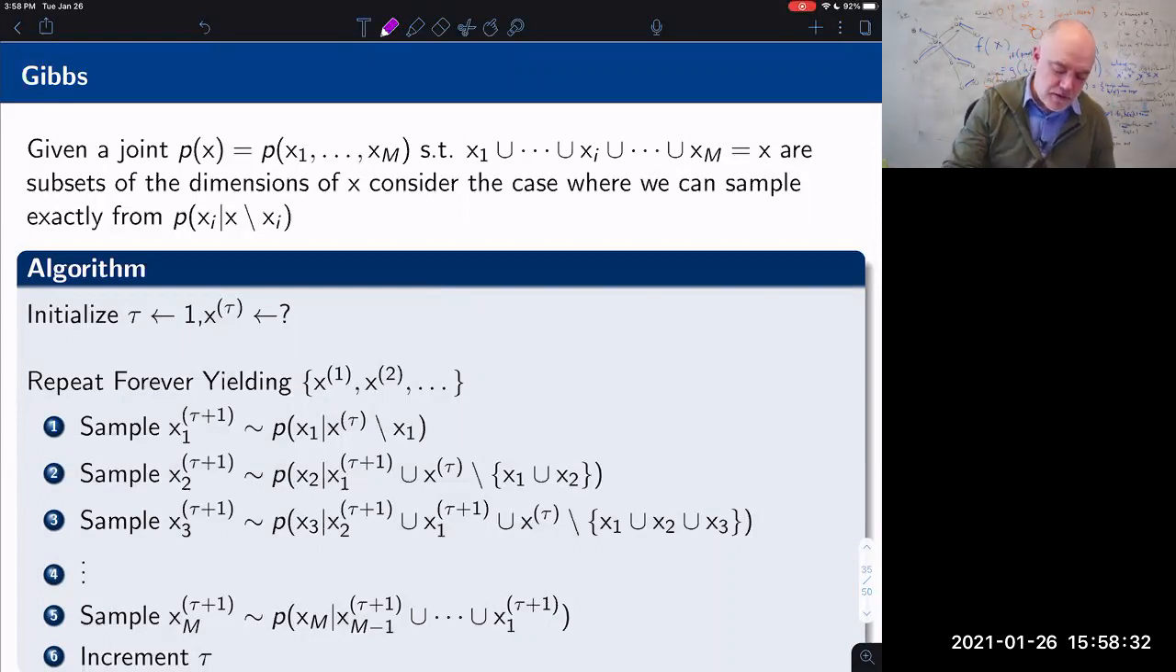Okay. So give me an example of a situation in which you have a joint distribution where you can sample from all of the conditional distributions exactly because you can write down a closed form expression for all the conditional distributions.